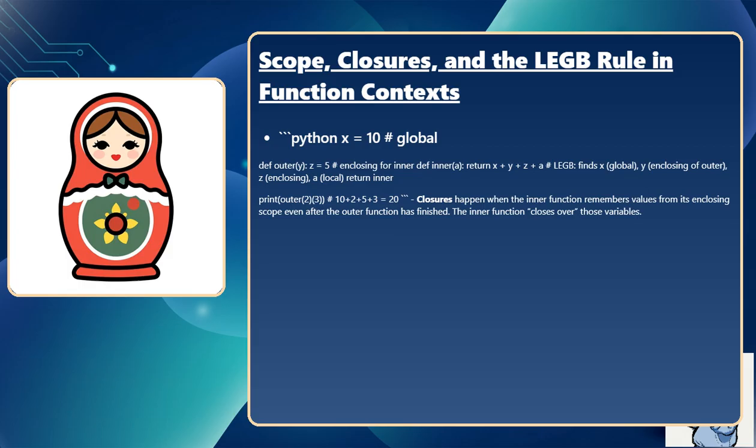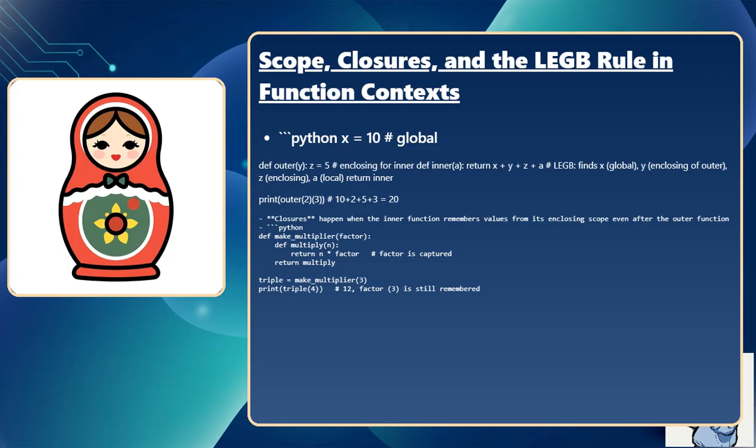Closures happen when the inner function remembers values from its enclosing scope even after the outer function has finished. The inner function closes over those variables. Define make_multiplier(factor). Inside, define multiply(n), return n * factor. Factor is captured. make_multiplier returns multiply.